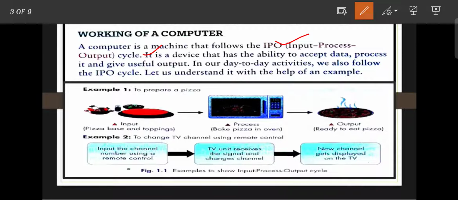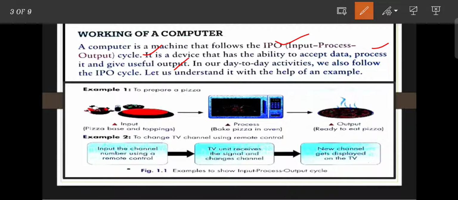And then comes process. What is process? Process means when the computer accepts the data, then the computer will process the data. This is called processing. After input data, the computer will process this data. Then next comes output. So what is output? After processing, the computer will generate a desired result. This is called the output.